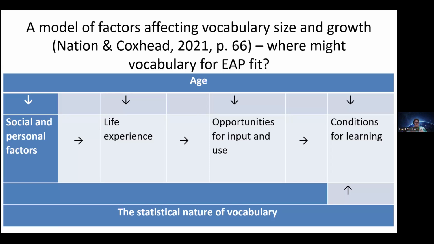At the bottom, you'll see the statistical nature of vocabulary. We know things about vocabulary in languages, such as some words appear much more often and are used much more often than others. Those words are called high frequency vocabulary, and they are common in English for academic purposes as well.